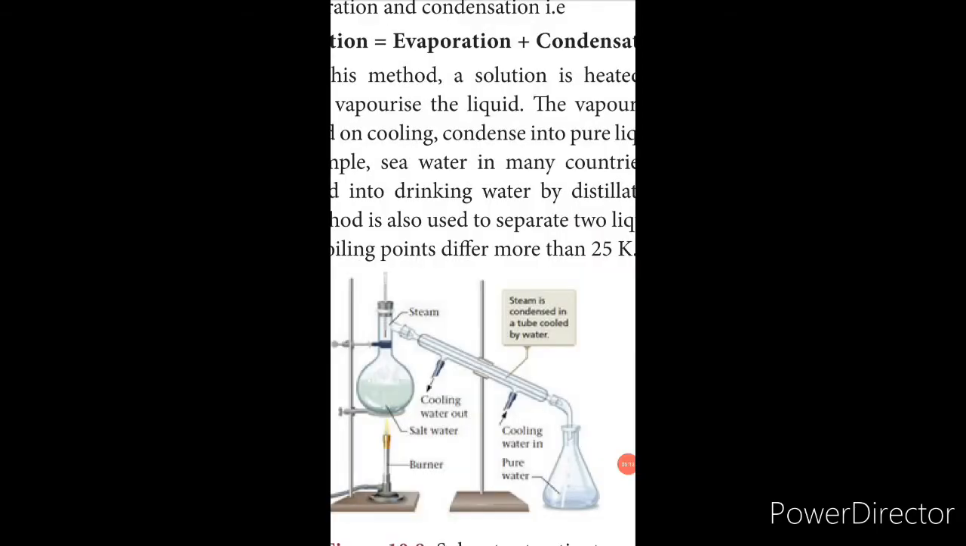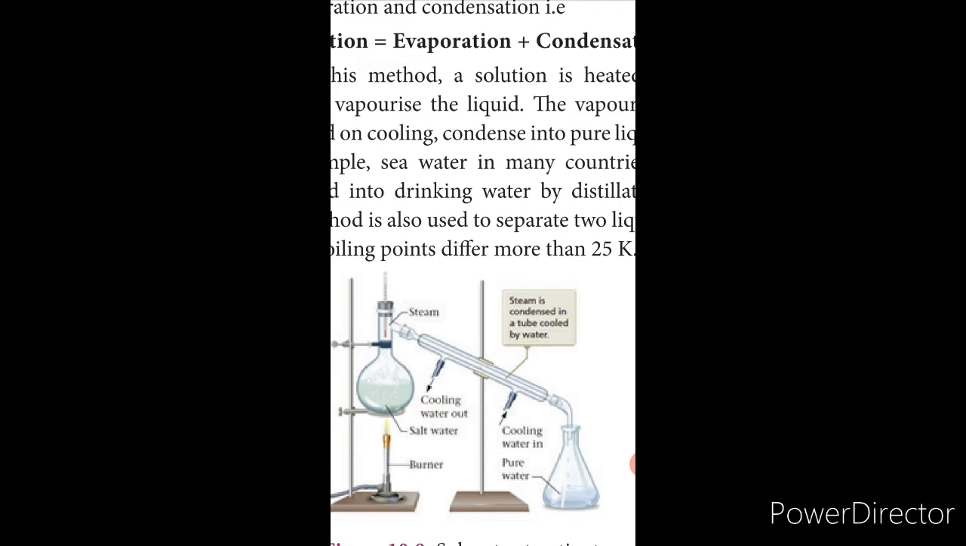So the salt water is taken in a round bottom flask. It is allowed to boil, and when it reaches the boiling point, it gets converted into vapors, and the vapors travel through the condenser, get condensed by the ice cold water, and the pure water is collected in the conical flask.